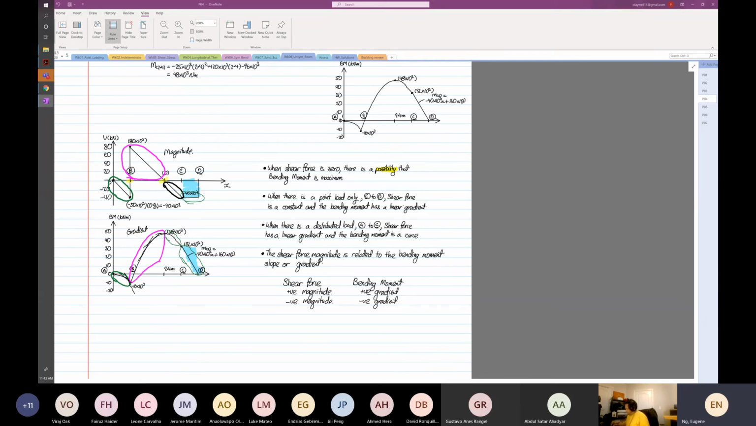So these are the things that you can observe from your shear force and bending moment diagram. Okay, so if we were to look at the deformation, we look at the deformation pattern. If I'm going to sketch the deformation pattern, okay, so deformation pattern.